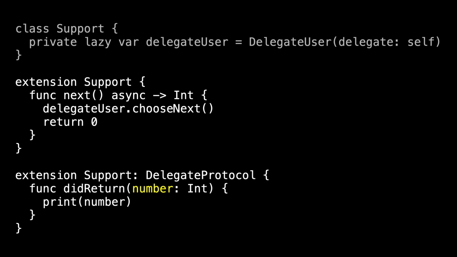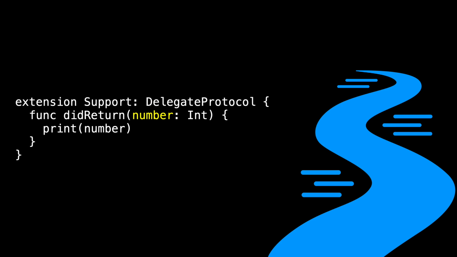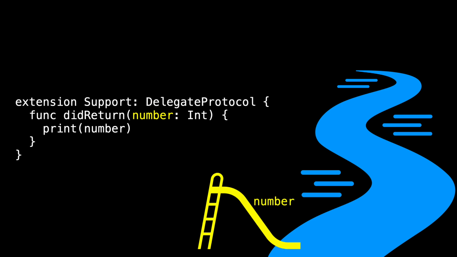So how do we get that number that we get back in didReturn to somehow appear magically inside of next? In the past, we used async stream. And so we had this async stream, and we needed a way of placing number into that stream, and we used a continuation. This was an async stream continuation, and so we're able to use continuation.yield to place that number into the stream. And so we thought of this water slide as representing the async stream continuation.